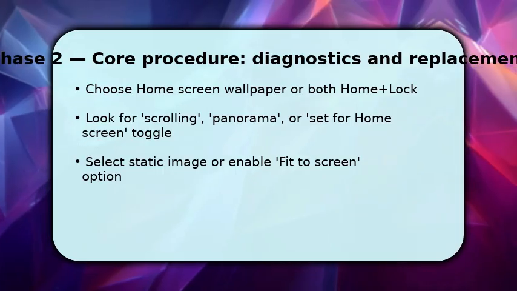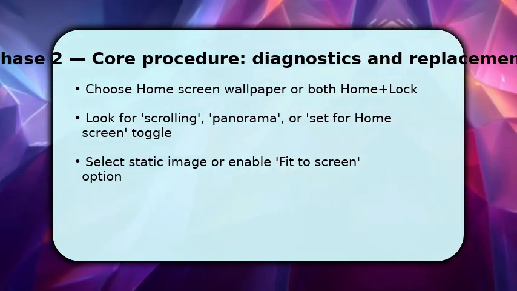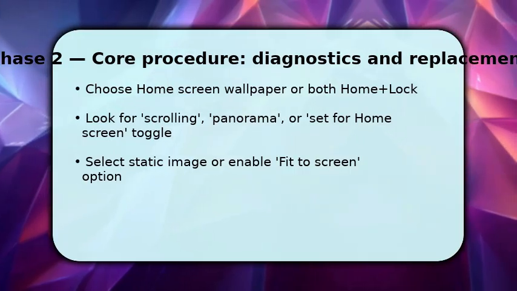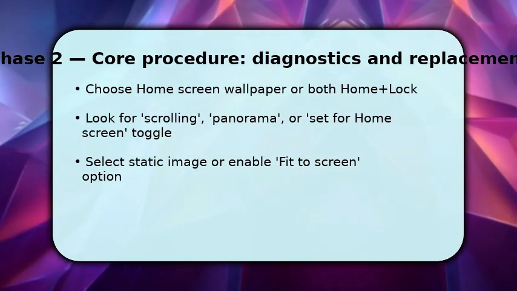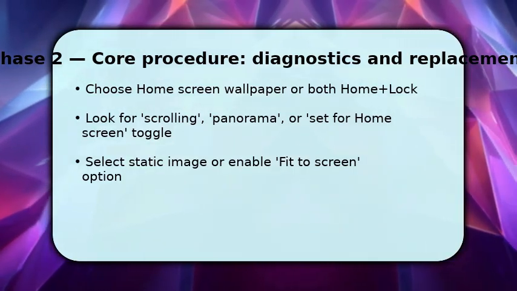If there's an option to set the image only for the home screen, choose it. Alternatively, pick fit to screen or crop to the current aspect ratio to prevent system panning. Make small adjustments, then tap Apply or Set Wallpaper. This locks the image in place.